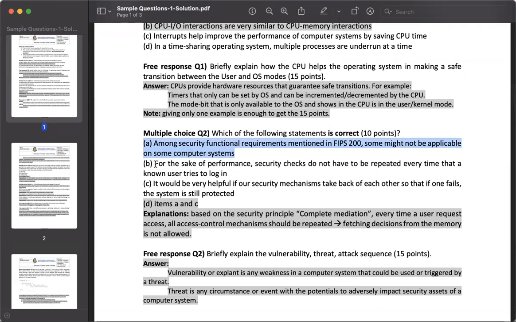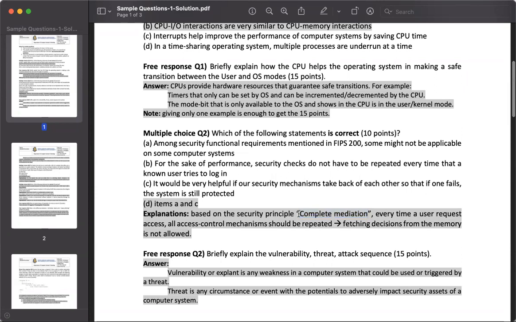Item B says for the sake of performance, security checks do not have to be repeated every time that a non-user tries to log in. This is, of course, a wrong statement. If you remember, we talked about one of the security principles. We called it complete mediation. And we said that complete mediation says you need to repeat all security procedures every time a user tries to access some asset. We shouldn't say, okay, I authenticated this user, let's say, some minutes ago or some hours ago. Let's just trust it. This is the same person. No, this is not how it works.